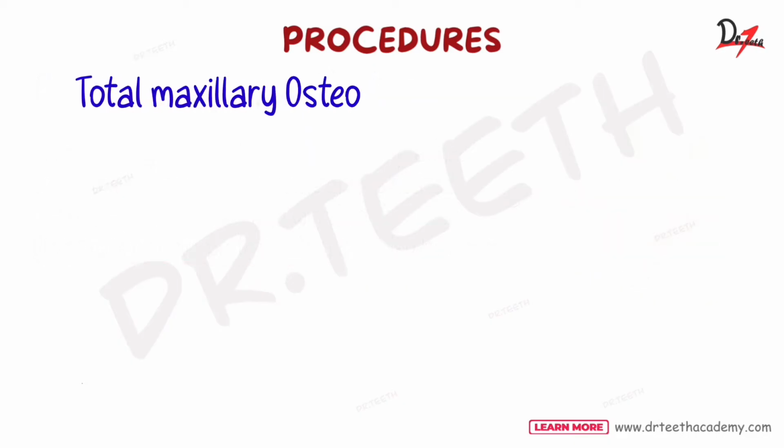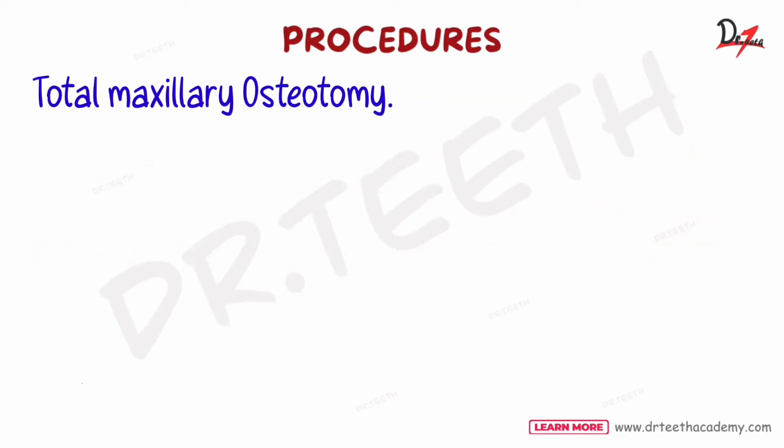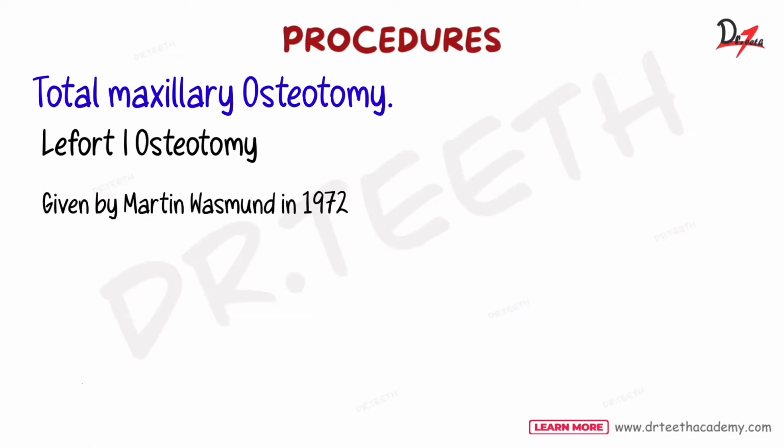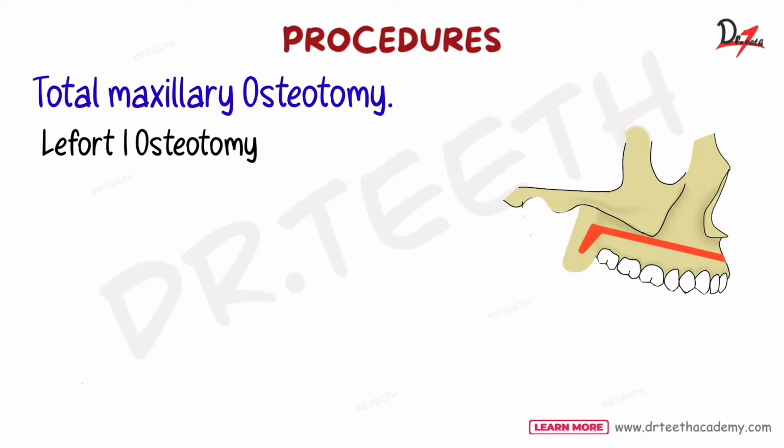Coming to the total maxillary osteotomy. The first one is Lefort 1 osteotomy. It was given by Martin Wassmund in 1972. Now, if you look at this diagram here, this is the side of the skull. And we have done the osteotomy in such a way that this segment can be free to move now.